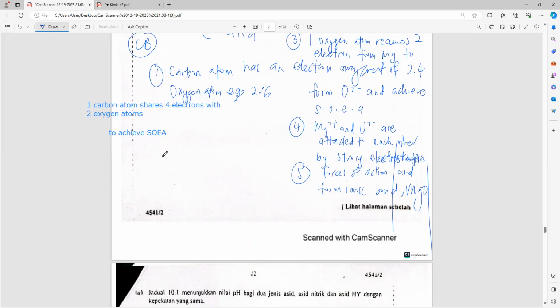While oxygen atom, you continue the sentence for teacher. Oxygen atom contributes. You tell, oxygen atom contributes how many electrons for sharing? 2. 2 electrons for sharing. Simadev, are you writing? Yeah, sure. Thank you. So I repeat, carbon atom contributes 4 electrons for sharing, while oxygen atom contributes 2 electrons for sharing. That's your third mark.